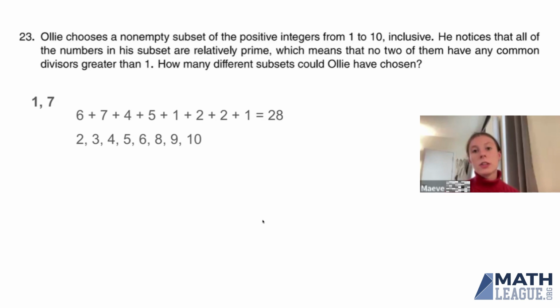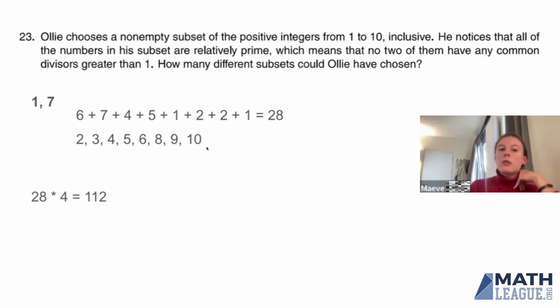So is that the answer? That is not the answer because we cannot forget the numbers that we put in bold at the top of the screen. So we've got to multiply this by 4 choices. We can have 1, we can have 7, or we can have both, or neither: 1, 7, both 1 and 7, or neither 1 nor 7. That's 112.